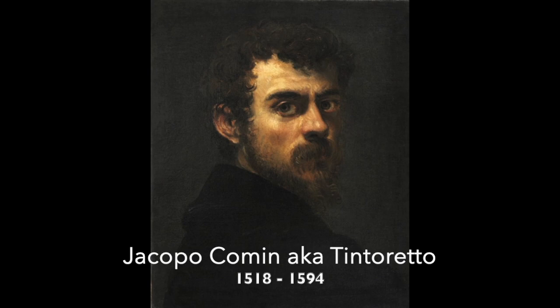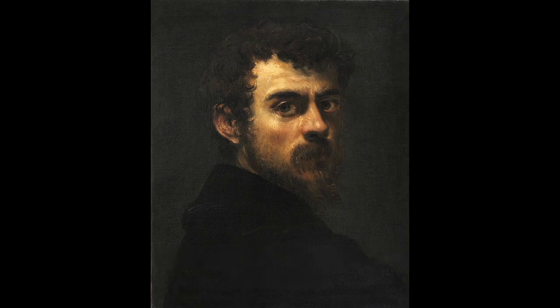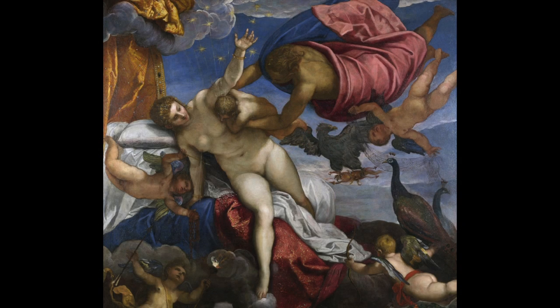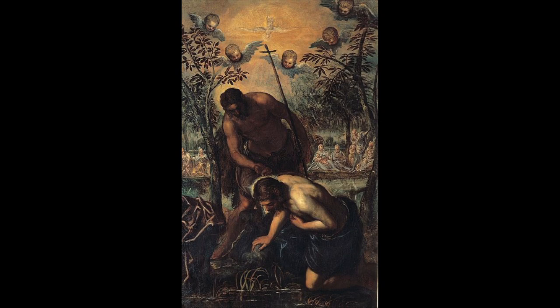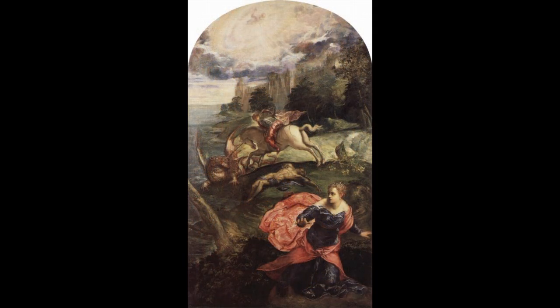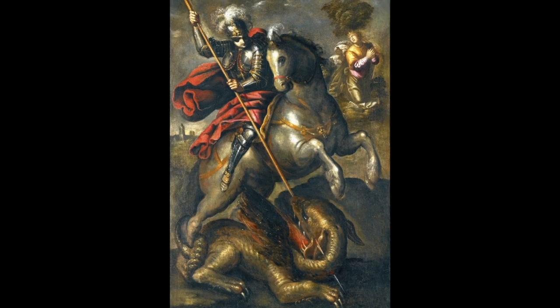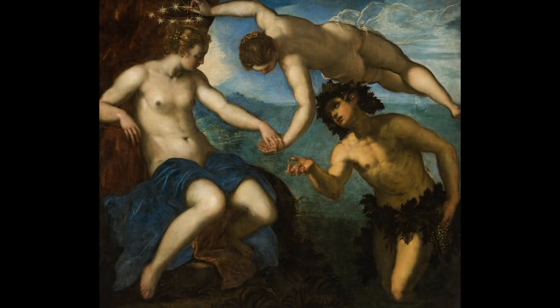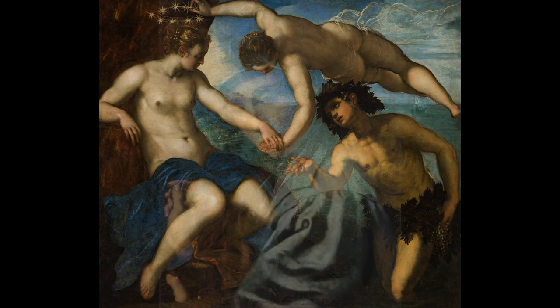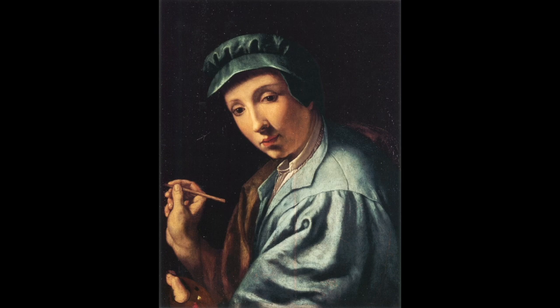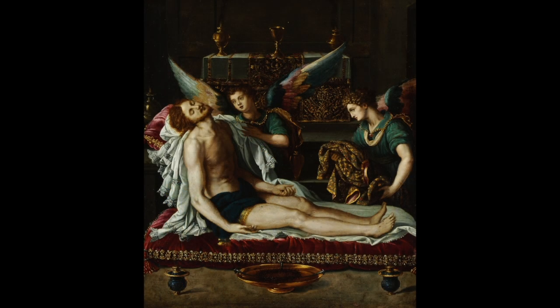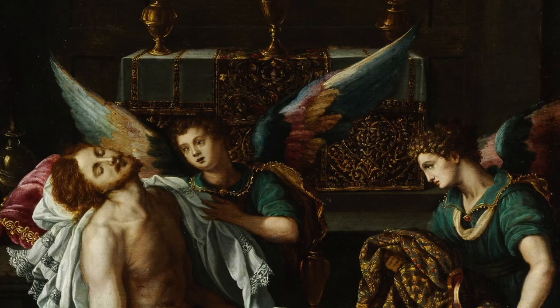Jacopo Comin, also known as Tintoretto, was an Italian artist and a notable exponent of the Venetian school. His work is known for its muscular figures, dramatic gestures, and bold use of perspective. Alessandro Allori was an Italian artist of the late Mannerist Florentine school. It is often said that his figures had an unnatural, marble-like form, as if he sought cold statuary.